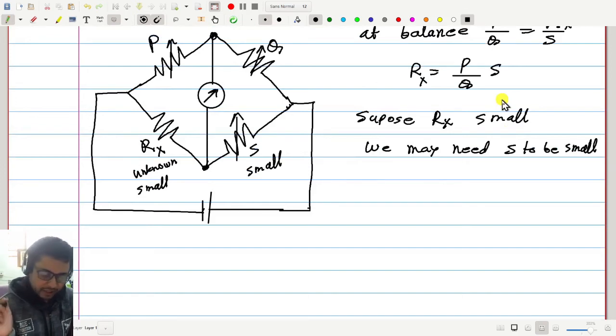Fine. So now, suppose these resistances are two terminal resistances. So let me erase these connections and draw the leads explicitly.